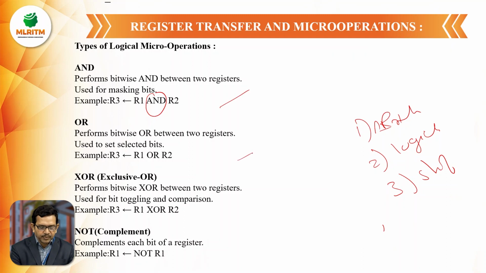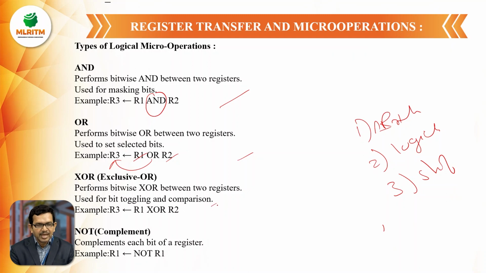Next, if you go to the OR operation, it performs a bitwise OR between the two registers. Suppose I consider the register R1 and another register R2, and apply the OR operation. The data which we get as output is transferred to R3. So that is the second major logical operation which we can perform.